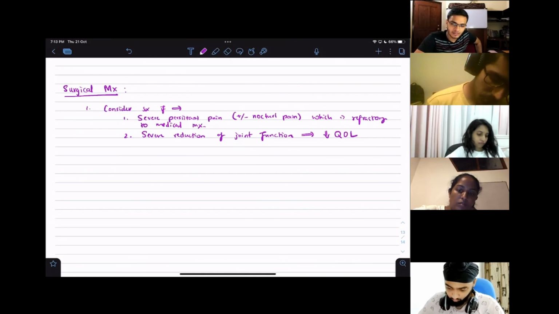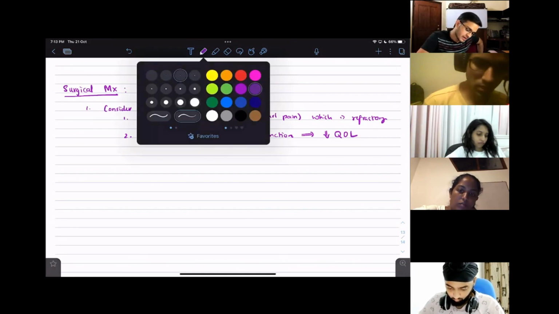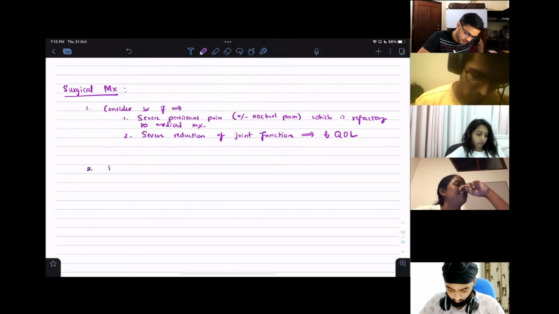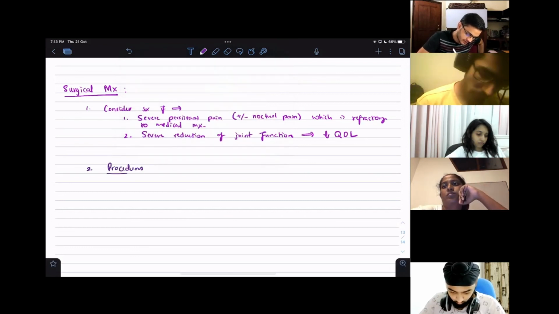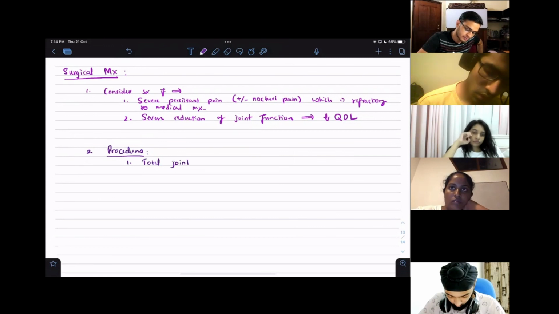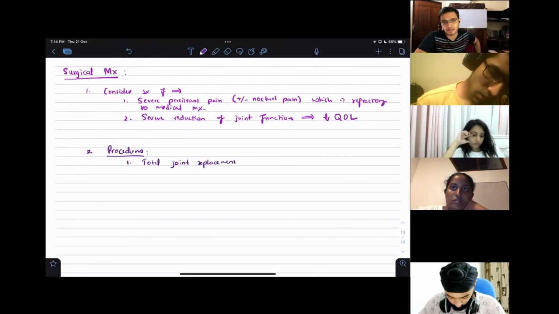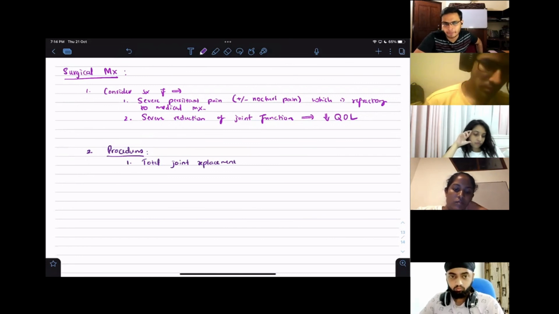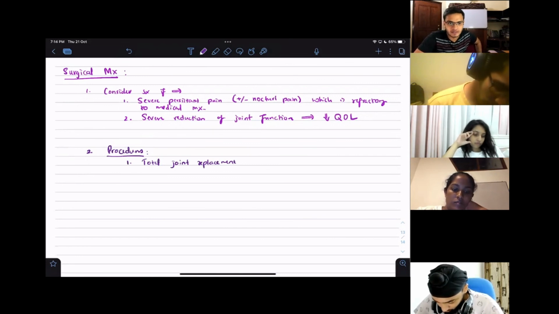The main procedures that we commonly do, I want you all to just know. One is total joint replacement. Right now we have many types: knee replacements, hip replacements. In total joint replacement, they remove a lot of the destroyed cartilage, they remove destroyed bone parts as well, and they replace the entire joint.